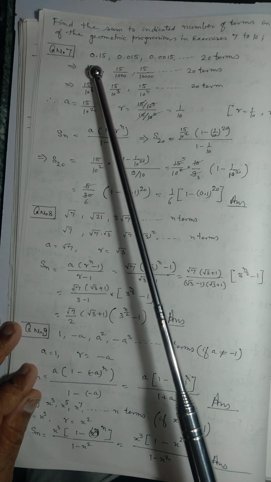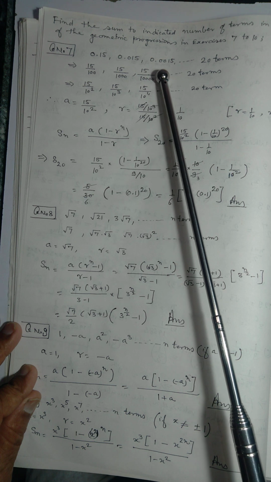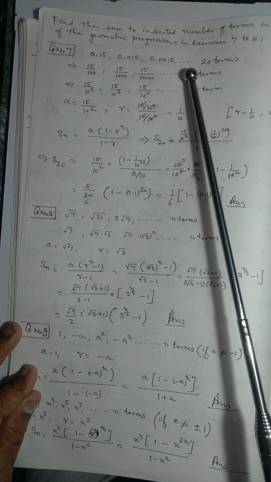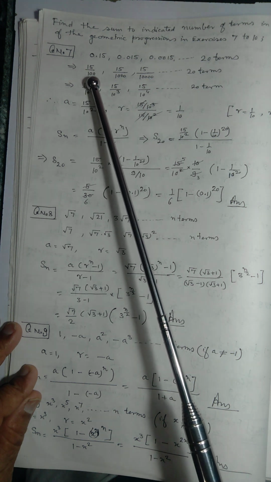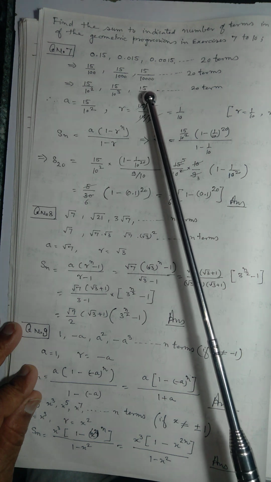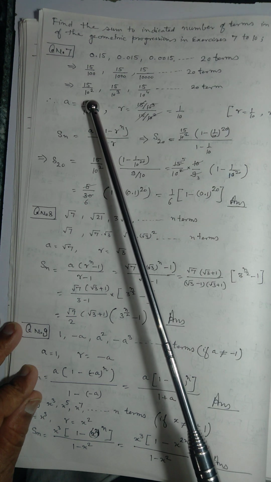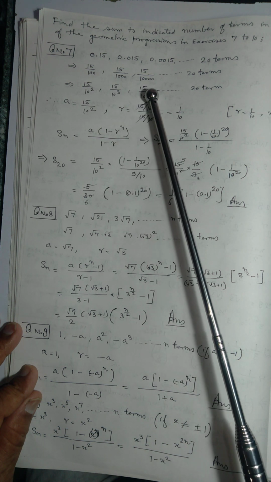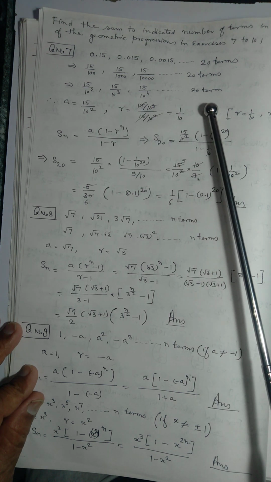अब देखिए 0.15, 0.015, 0.0015, and up to the 20th term. Now you see, just I have written it here, 15 upon 100, 15 upon 1000, 15 upon 10,000, and so up to the 20th terms. Now this can also be written like this: 15 by 10 square, 15 by 10 cube, 15 by 10 raised to power 4, up to the 20th term.